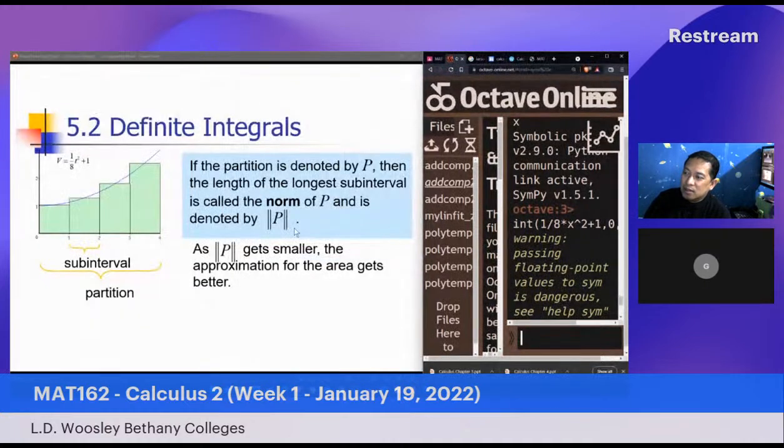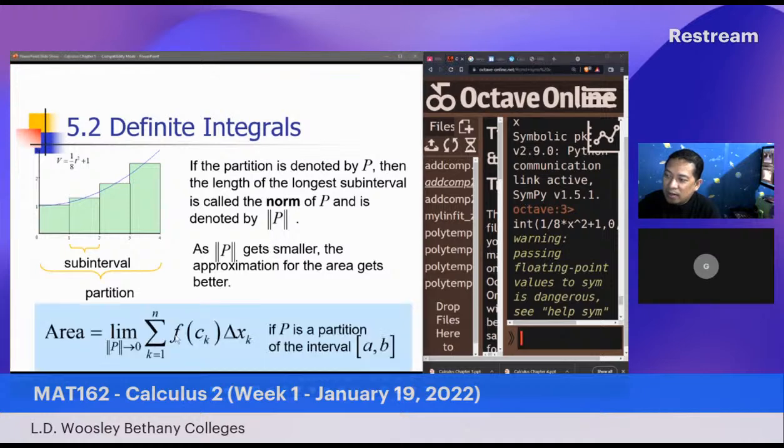So if the partition is denoted P, then the length of the longest sub-interval is called the norm. Yan yung norm of P, and is denoted by the absolute value symbol. As P gets smaller, approximation gets better. Okay? So, yun yung in-explain ko rin kanina.